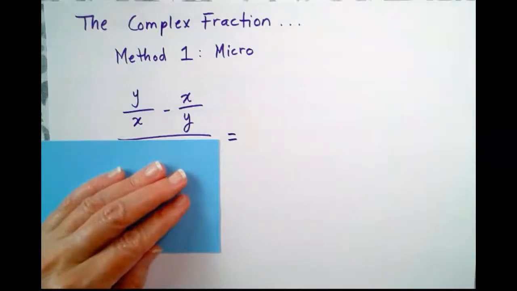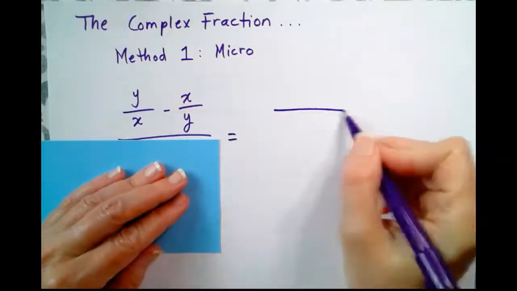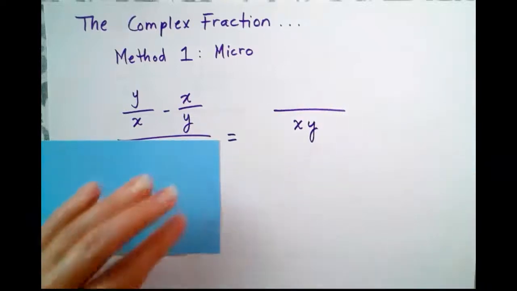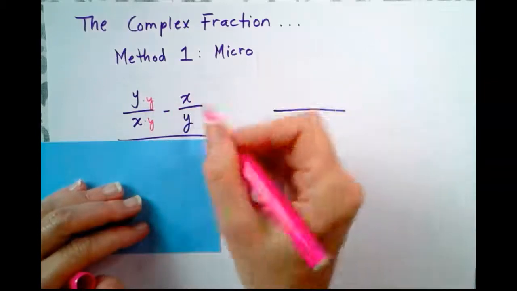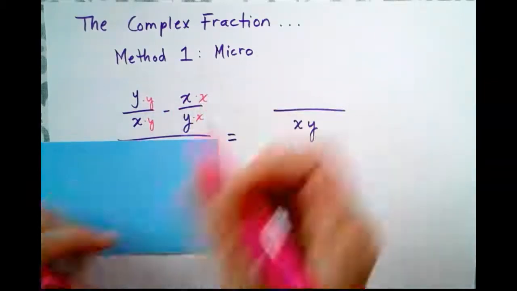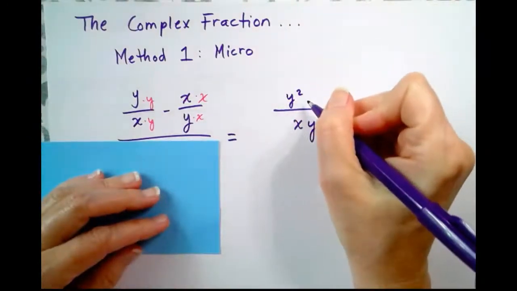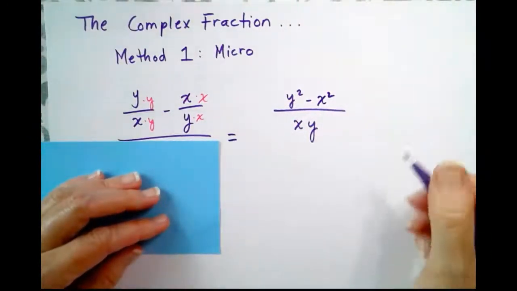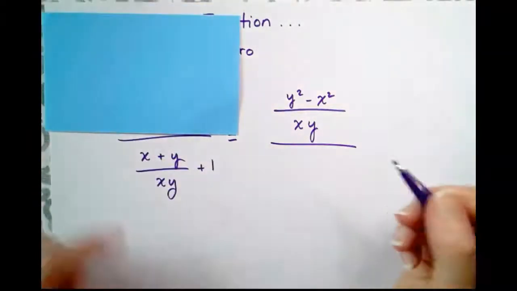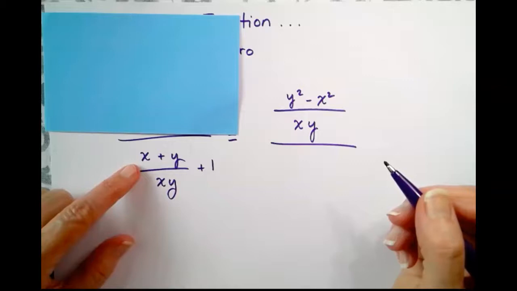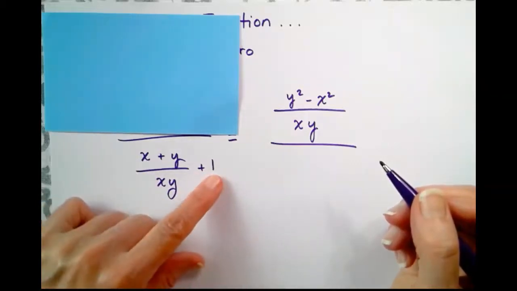So first of all, if we have y over x minus x over y, our common denominator is simply xy, which makes this guy missing a y, this guy missing an x. So now we've got y squared minus x squared. Over to the bottom, we have x plus y over xy plus 1.